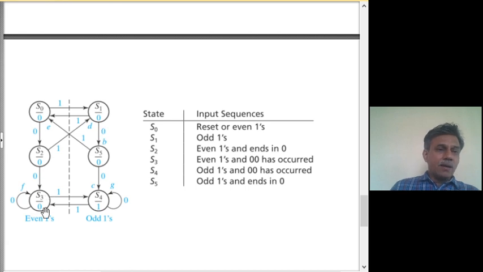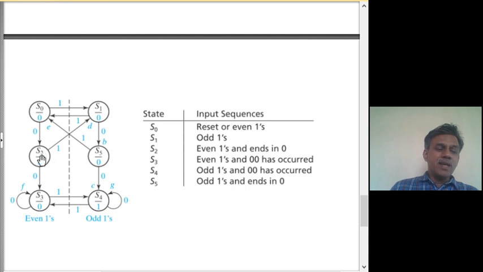Now handling zeros here and here becomes very simple. As I have already mentioned, you can put a self loop of 0 here, and a self loop of 0 here. Here also, if we are in an even state, further occurrence of 0 will not change it to the odd state. So that is the case where the condition is met and it is even. Here the condition is met and you are in odd, and a 0 will only bring it back to S4.